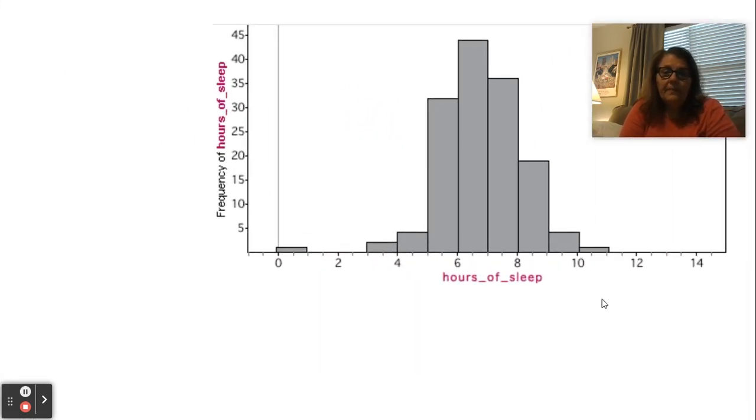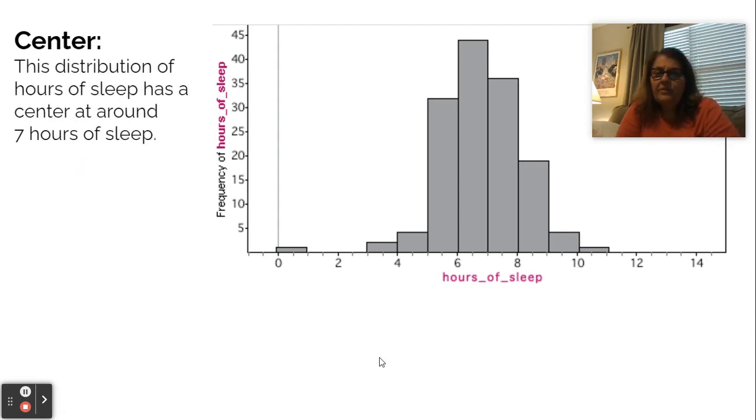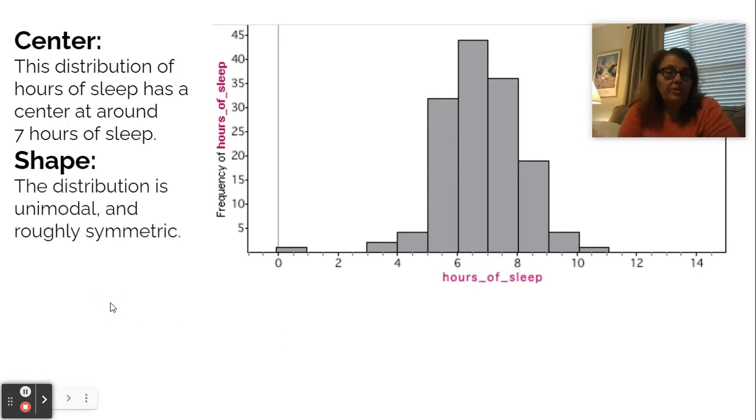So here's one. And we always start with the center. And we can say that there is one center, right? It is, so it makes it unimodal. And we would say that the distribution of hours of sleep has a center at around 7 hours of sleep. The shape. Well, if we were to fold there, we could say the distribution is unimodal and roughly symmetric. Unimodal is basically indicating one peak.